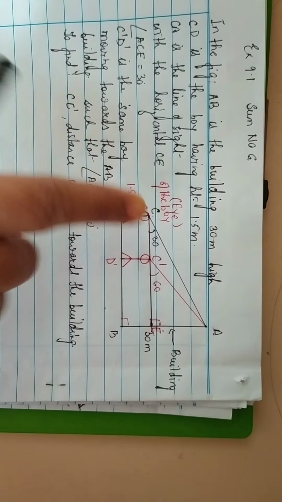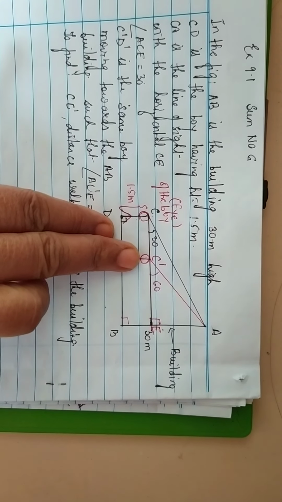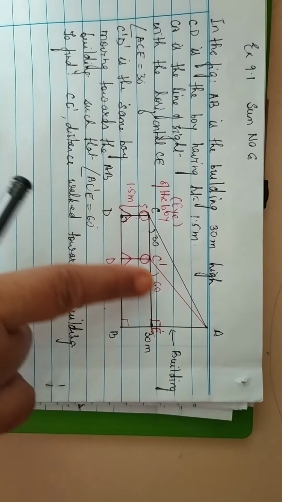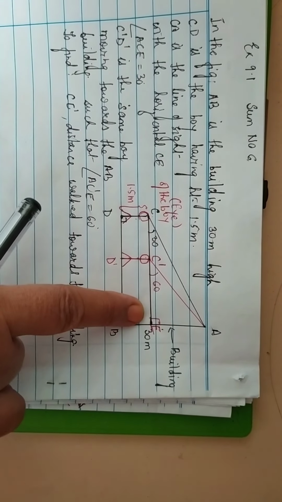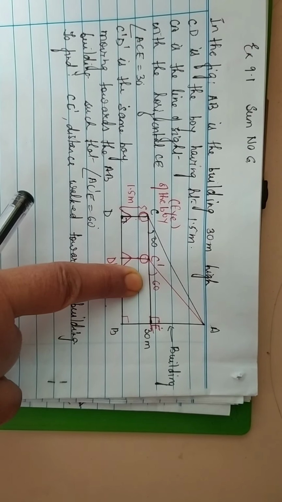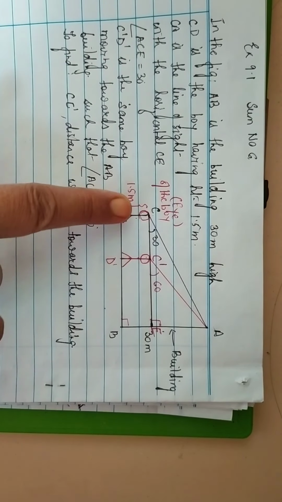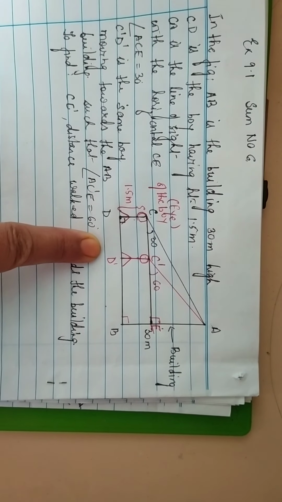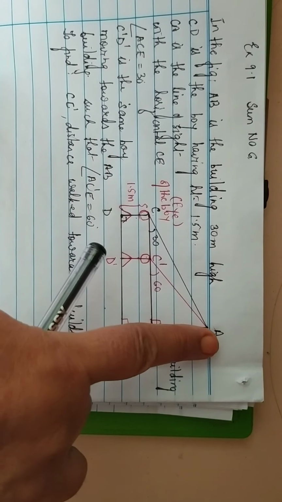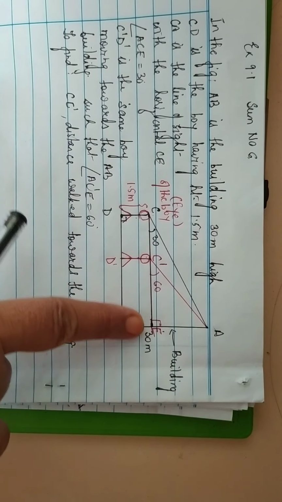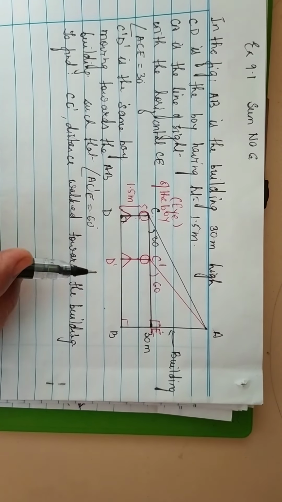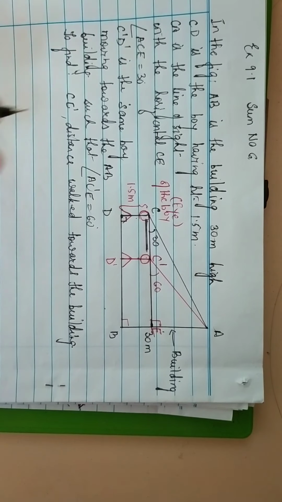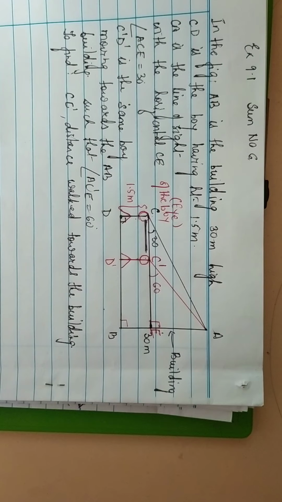30 degrees. Now after some time the boy walks towards the building and still looks at the top of the building, such that the angle made with the horizontal C'E is 60 degrees. The boy is walking towards the building, so I have denoted the height of the boy with C'D'. So the angle AC'E is 60 degrees. We have to find out this distance CC', how far he has walked towards the building.